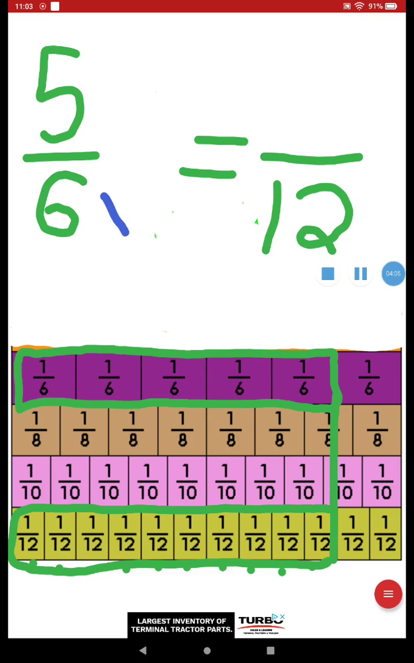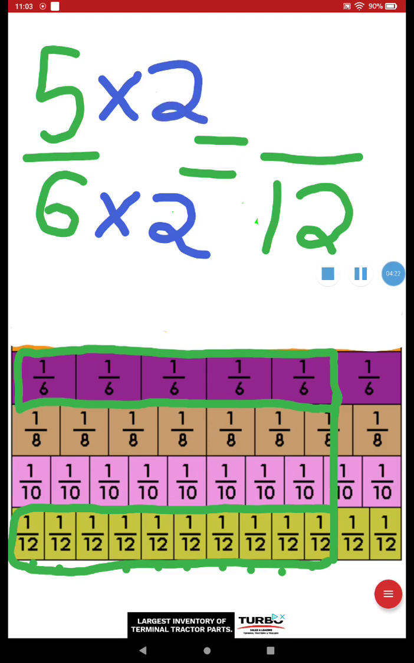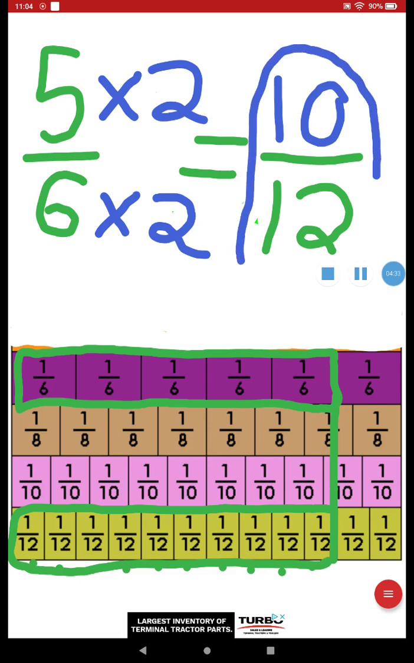Now let's prove it doing multiplication. 6 times what equals 12? Very good. 6 times 2 equals 12. 5 times what? Because remember, whatever you do to the bottom, you got to do to the top. 5 times 2 equals what? 10. 10/12. Is that what we got on our rainbow fraction tiles? Yes, it is. 5/6 equals 10/12.